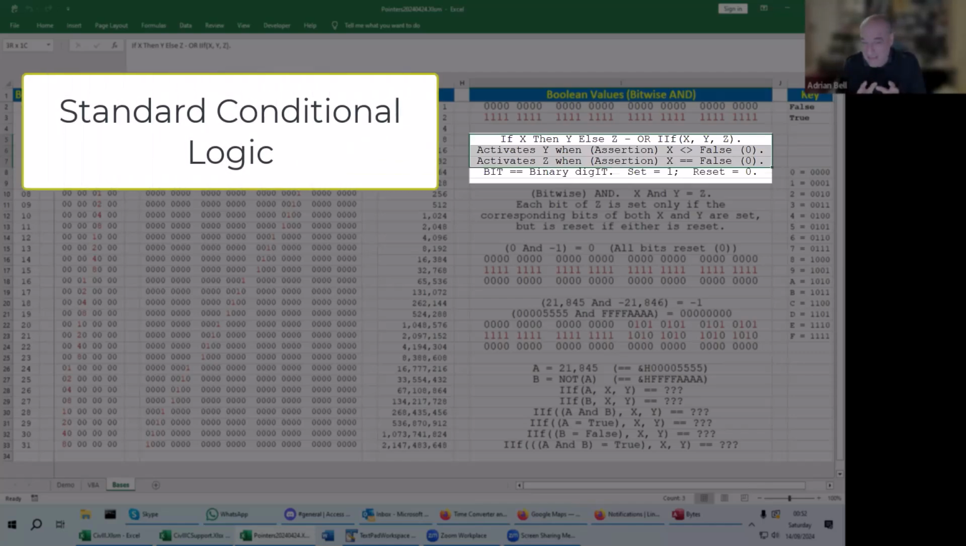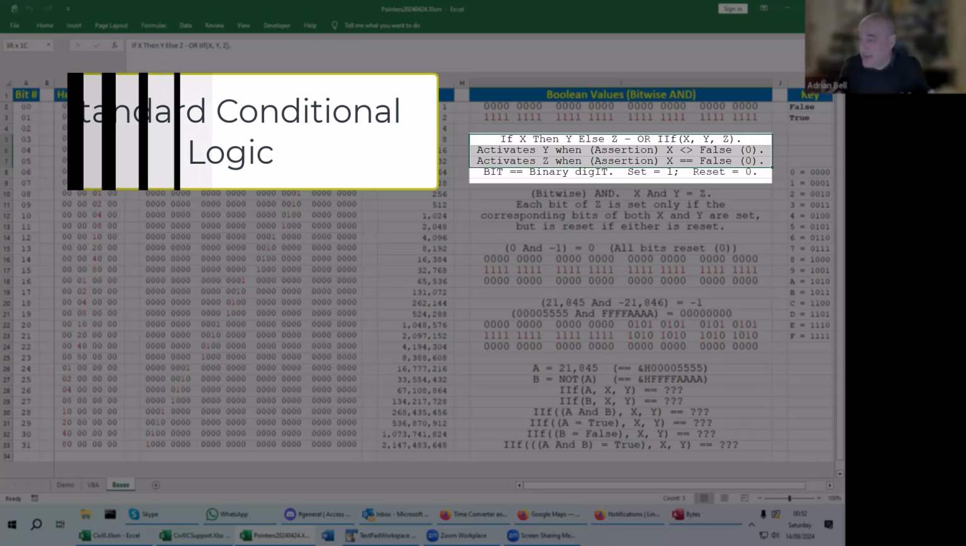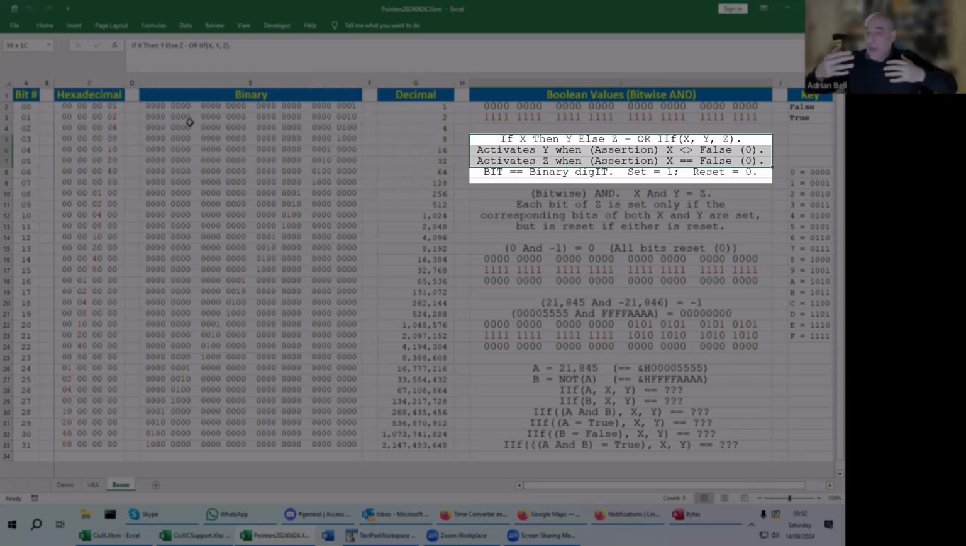If X, then Y else Z. Or IIf, X, comma, Y, comma, Z. These are the standard ways that we branch depending on values. So if X relies on X being true, except it doesn't. It relies on it not being false. Then take the Y would be the true route and Z would be the false route.